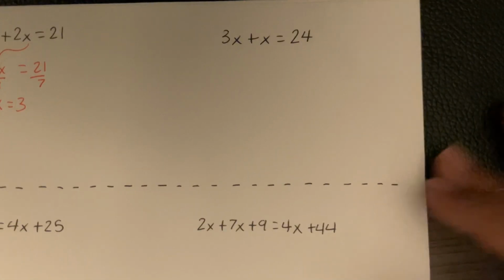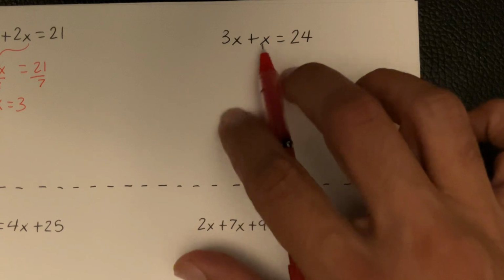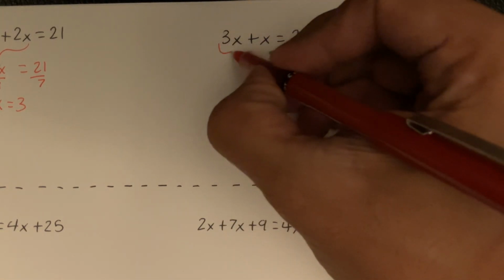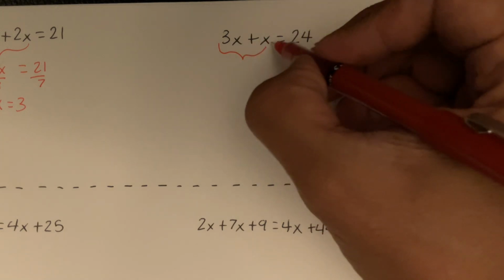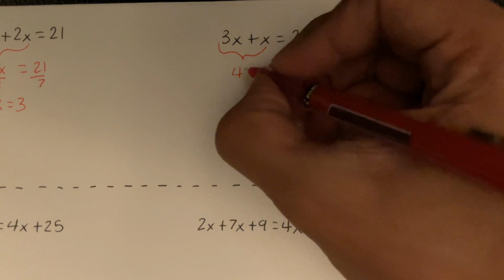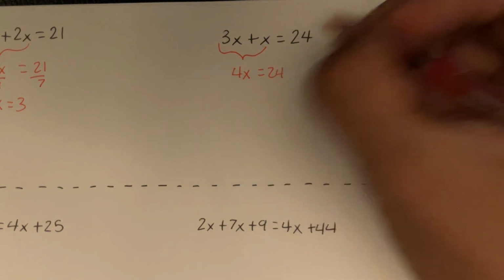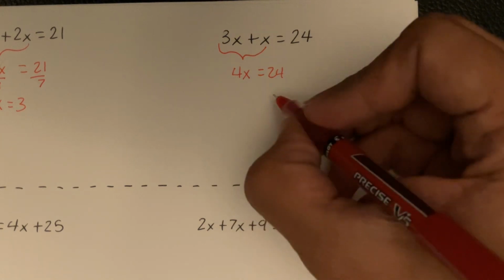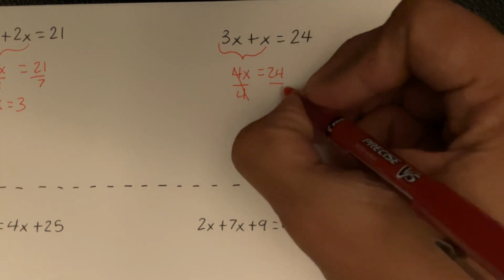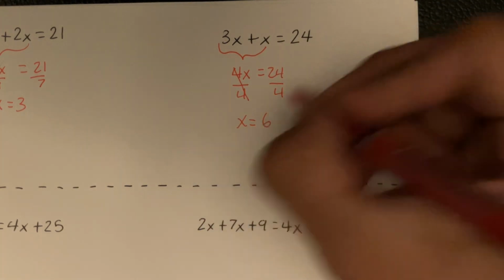Same thing over here. So even though there's no number in front of this x, there's actually a 1 in front of it. There's one x here. So if I were to combine these like terms, I have 3x plus 4x. That's going to give me 3x plus x is going to give me 4x. And that's equal to 24. And then if I divide by 4 on both sides, which is the last step, I'm going to get x equals 6.